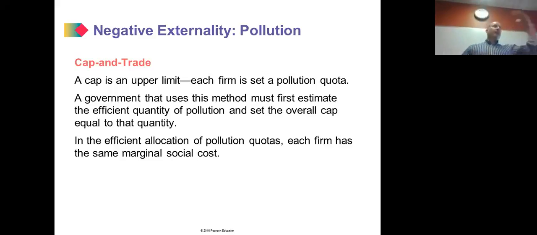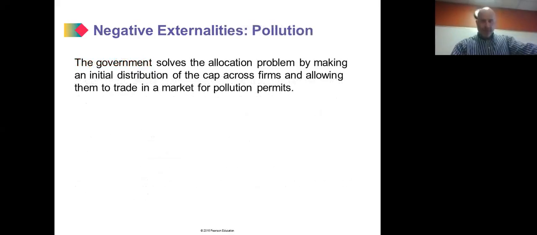Each firm knows the maximum amount of pollution that they can create. And they know the cost to them because once they breach or exceed that cap, our government has imposed a cost on them. Each firm knows what that cost is, and each firm is going to have the same cost. So the government solves the allocation problem by making an initial distribution of the cap across firms and allowing them to trade it in a market for pollution permits.